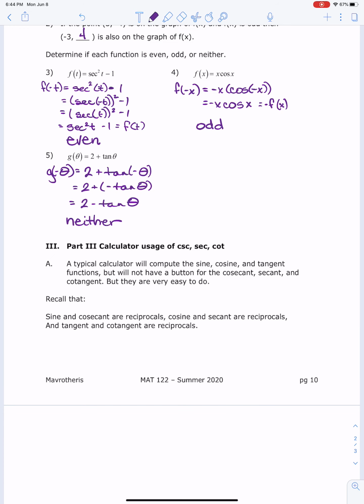Okay. Part 3, we're going to talk about real quick here using a calculator. The calculator will give you sine, cosine, and tangent, but not cosecant, secant, and cotangent, but we need to remember that these are the reciprocals. So 1 over sine is cosecant, 1 over cosine is secant, 1 over tangent is cotangent. And we will use that as we move into page 11. Make sure you grab your calculator.